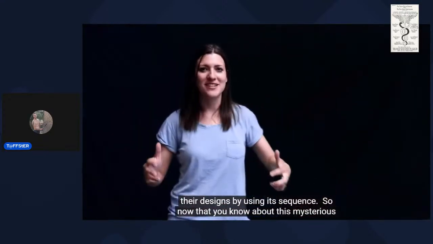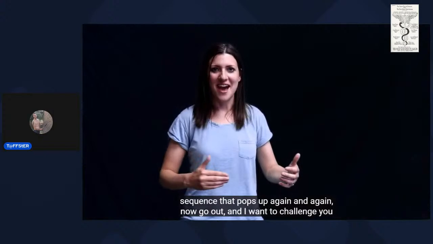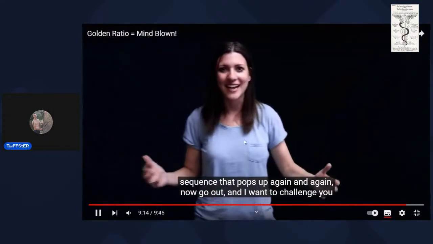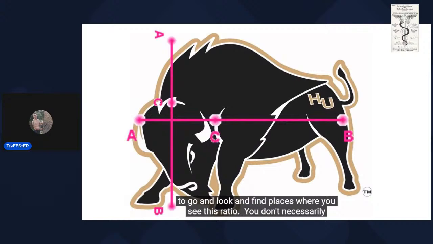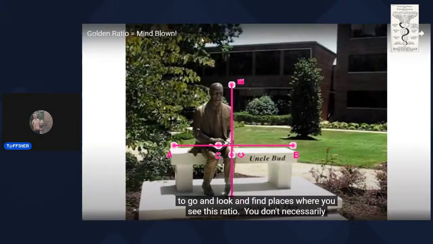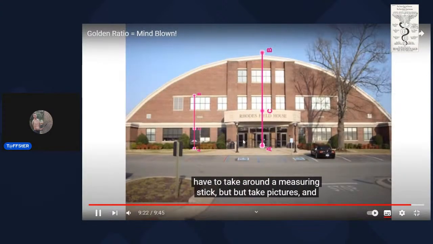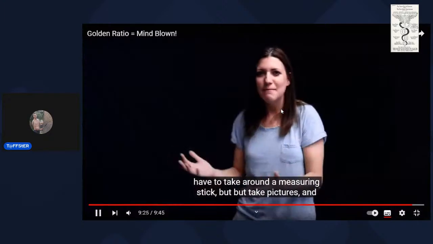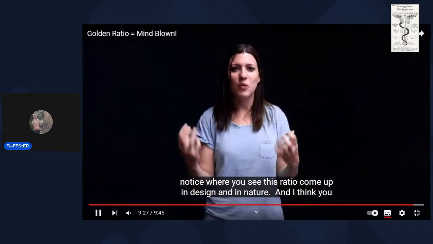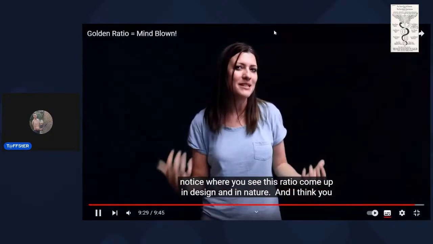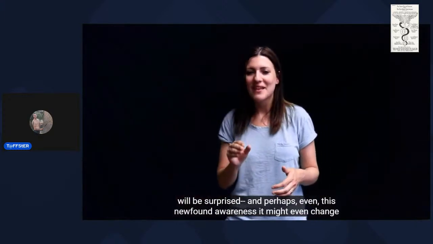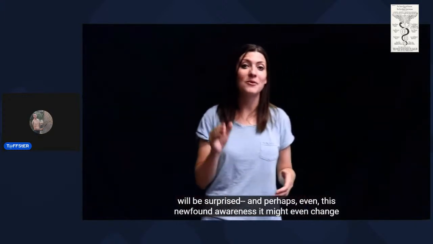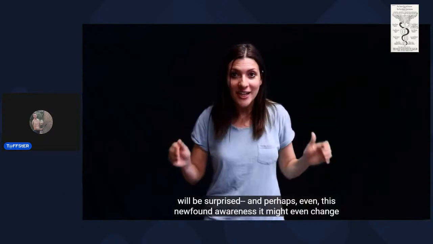So now that you know about this mysterious sequence that pops up again and again, now go out, and I want to challenge you to go and look and find places where you see this ratio. You don't necessarily have to take around a measuring stick, but take pictures and notice where you see this ratio come up in design and in nature. And I think you will be surprised. And perhaps even this newfound awareness might even change your life.